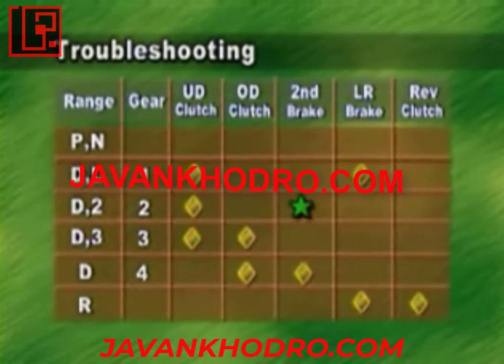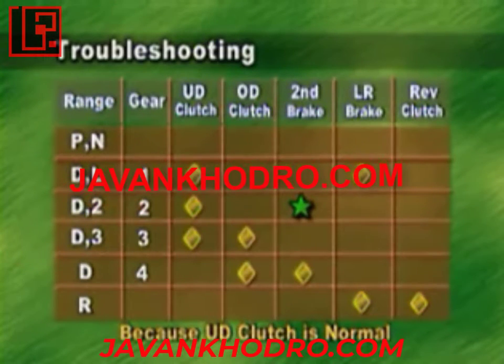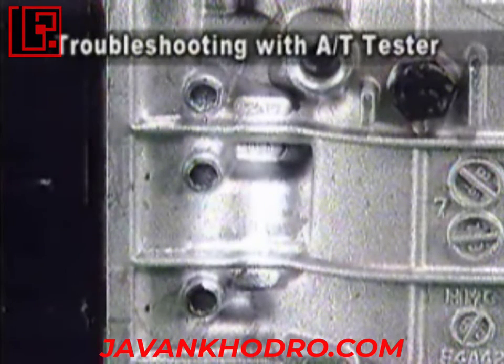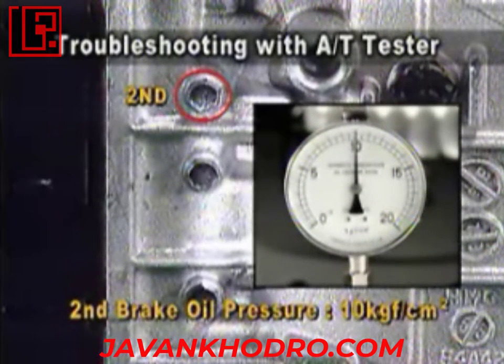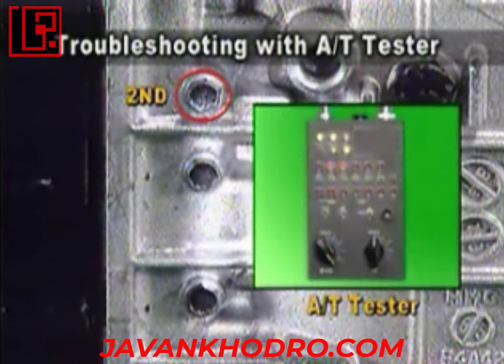If driving is normal in first speed, but troublesome in second speed, the second brake is doubtful first of all. If the trouble proves to be not electrical, but a mechanical or hydraulic problem, oil pressure measurement of the second brake is essential. An auto tester is used to maintain the second speed continuously during the test.